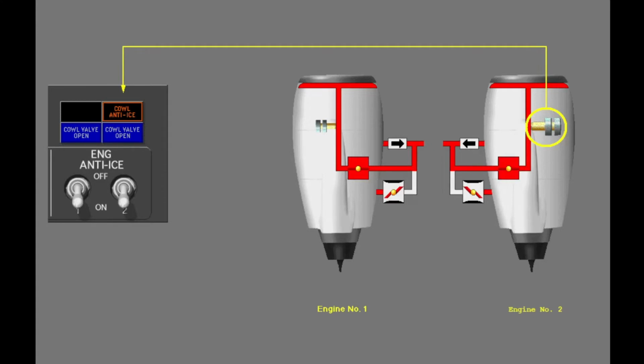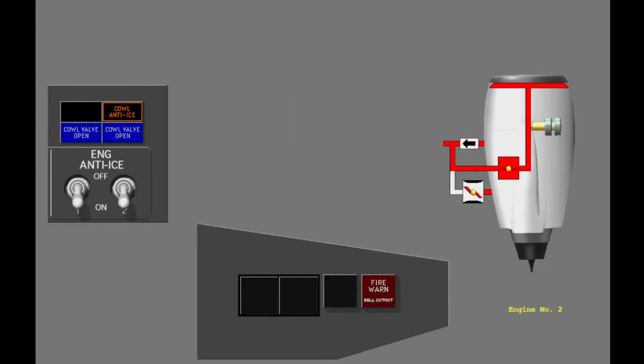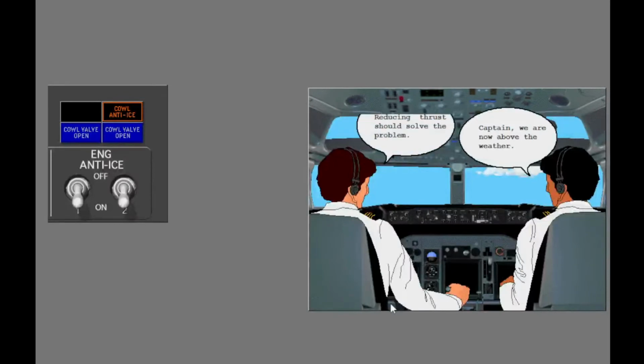The cowl anti-ice light illuminates if the pressure in the duct leading to the cowl lip is greater than the limits. The master caution and anti-ice system annunciator lights also illuminate. Reset the master caution system. If flight conditions permit, reduce the thrust until the light extinguishes.